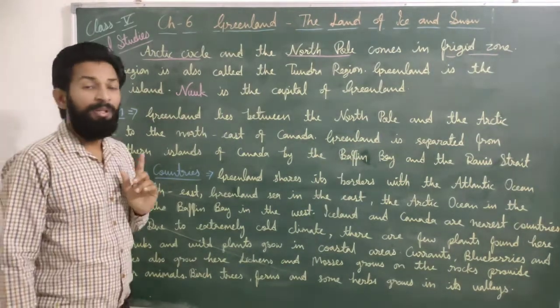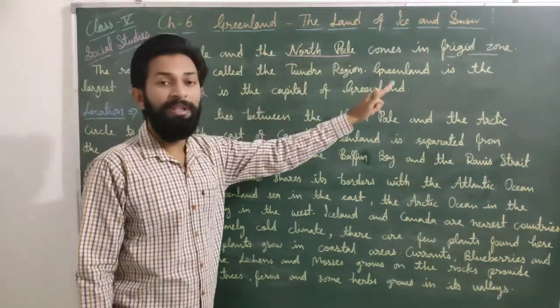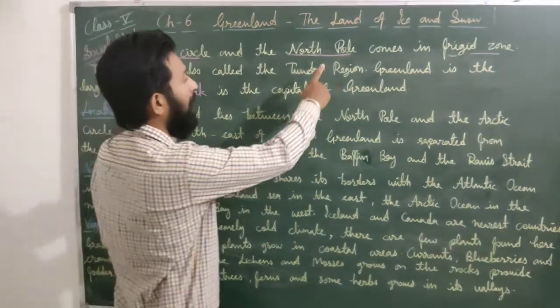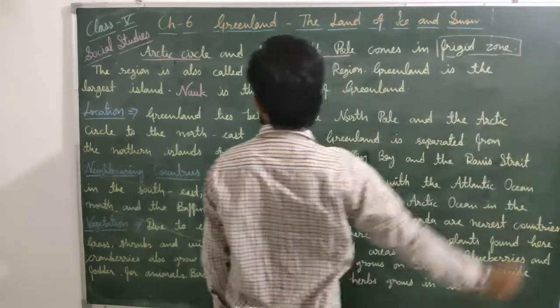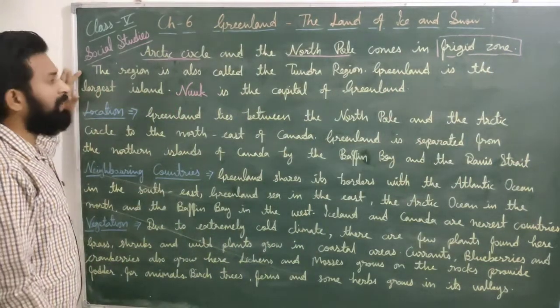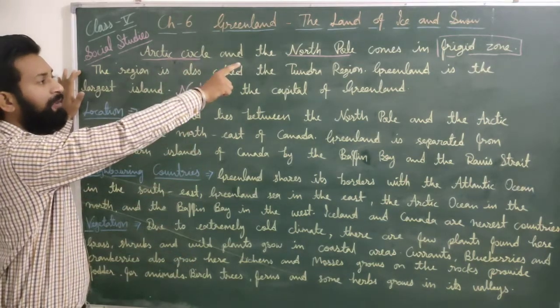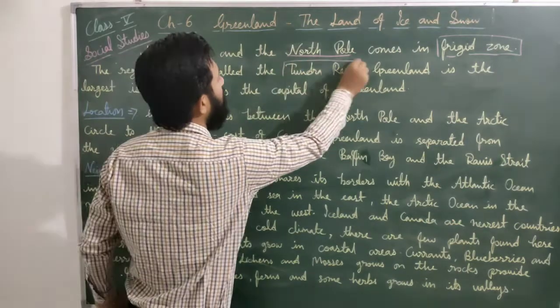At first I want to clear that thing. The Arctic Circle and the North Pole come in the frigid zone. Both places, which places? The Arctic Circle and North Pole both come in the frigid zone, and the region is also called the tundra region.